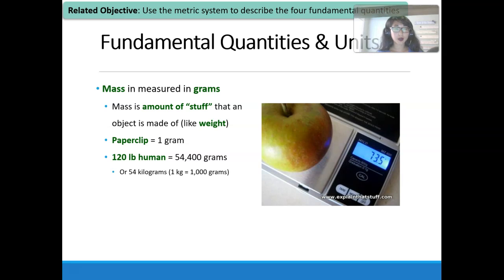Okay, so mass is measured in grams. For example, a paper clip weighs about 1 gram. You can see this apple here weighs about 73.5 grams. A 120-pound human weighs 54,400 grams. And again, we could convert that because for every 1,000 grams, that equals 1 kilogram. So we could actually call that 54 kilograms. So you can see it's very, very easy to convert between the two.